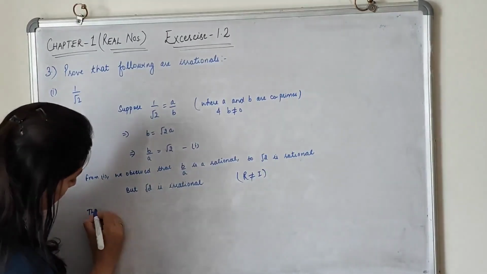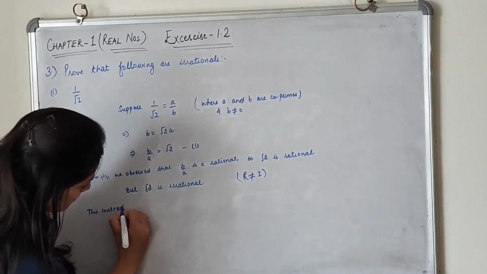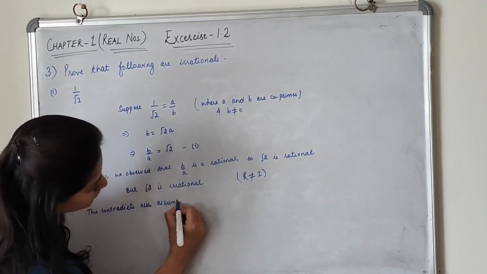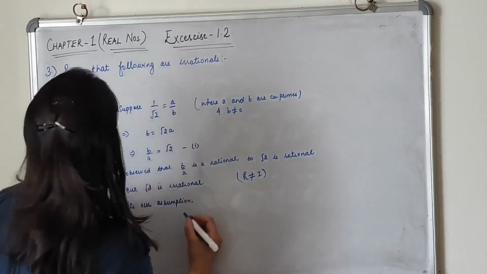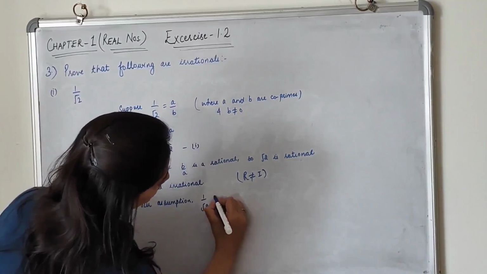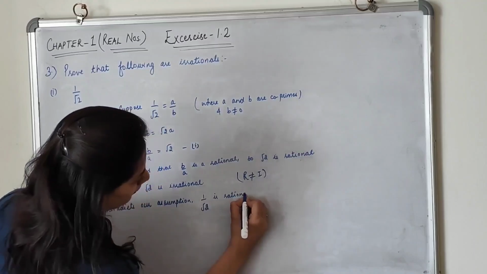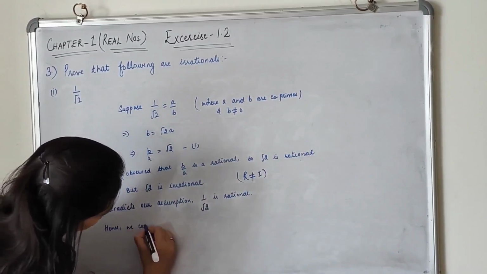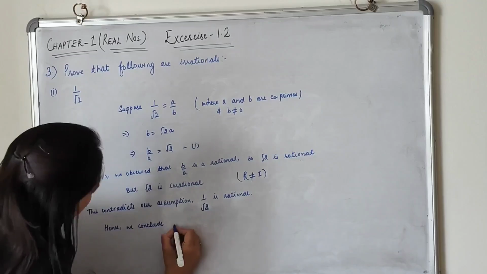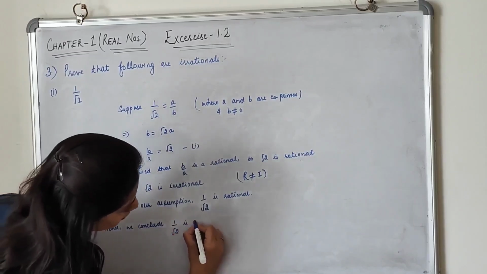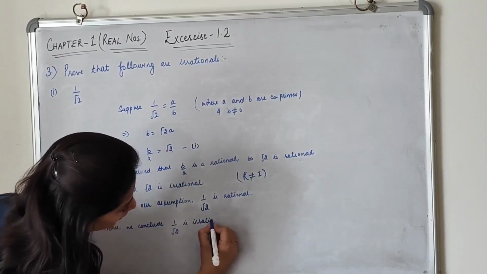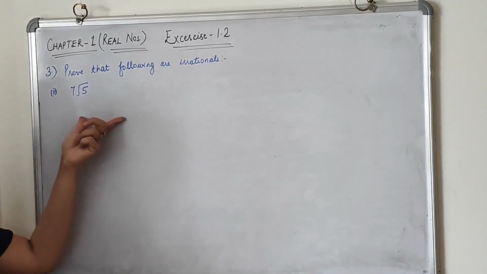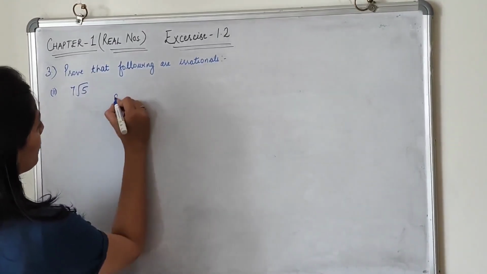So this contradicts our assumption that 1 by root 2 is rational, hence we conclude 1 by root 2 is irrational. Second part, 7 root 5. Prove 7 root 5 is irrational.